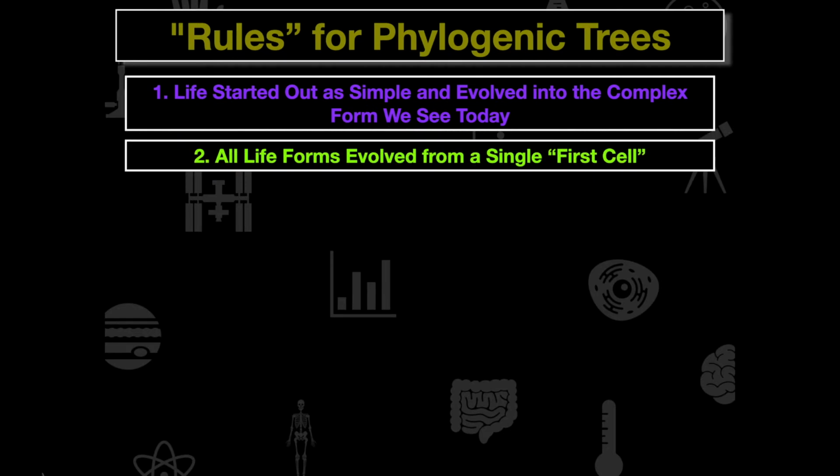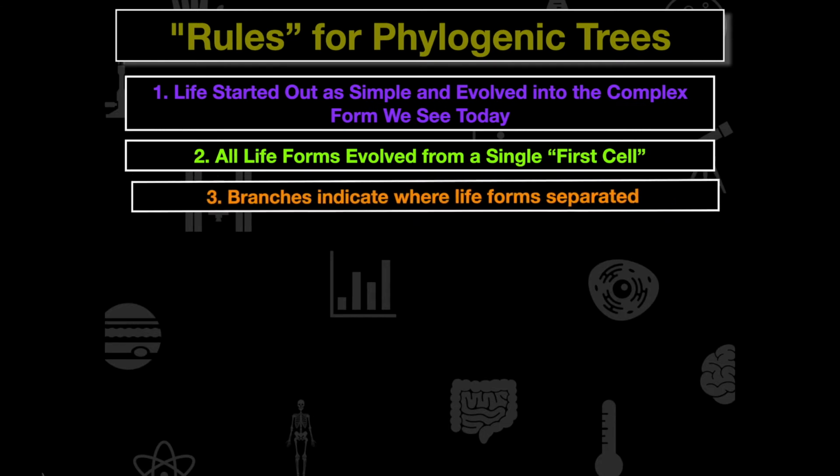Now, the second thing that we can go through and put in here is all life forms evolved from a single cell. So we have to understand that all life forms originally came from this single first cell. Our third rule is going to be that branches indicate where life forms separated. So when we go through and look at where those branches kind of veer off, well, that's going to indicate where these life forms went through and speciated or separated.